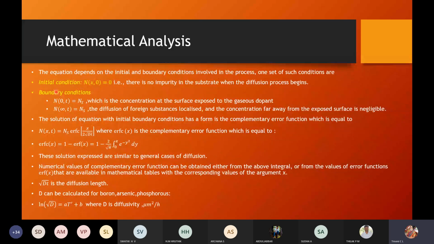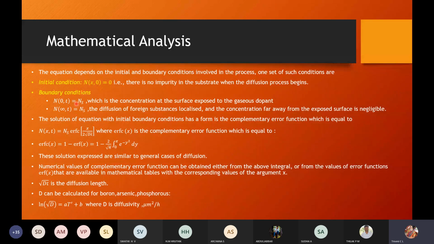So what are the initial and boundary conditions? Let us discuss. The equation will have initial and boundary conditions. The first one is N of x comma 0 is equal to 0. This means we'll have no impurity in the substrate. Whenever you start the diffusion process, we will not have any impurity in the substrate.